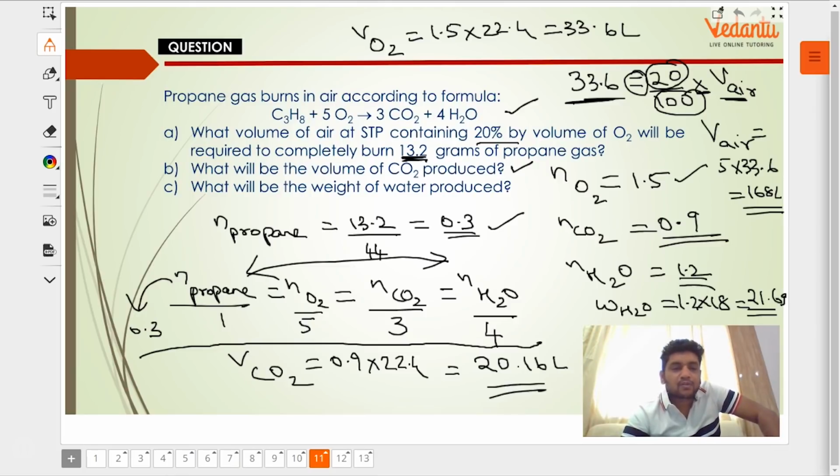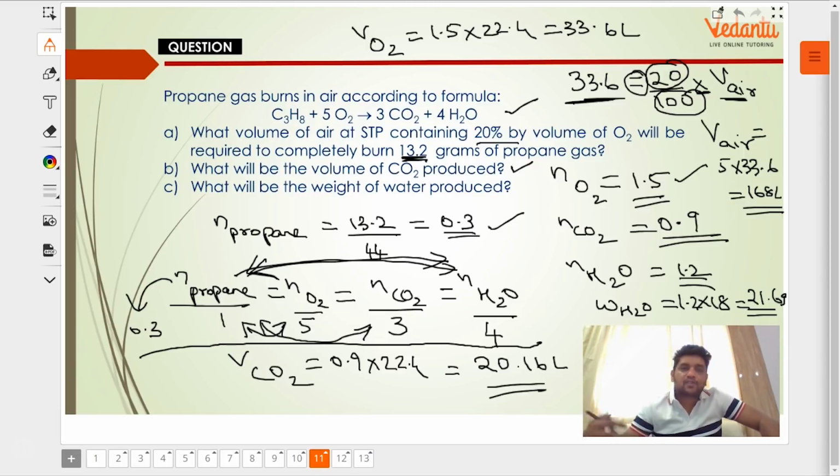तो I got number of moles of O2 by relating these two. तो उससे आया number of moles of O2 is equal to 5 into 0.3 by 1, which is equal to 1.5. Then we related these two, first and third. तो ये आया number of moles of propane 0.3 divided by 1 is number of moles of CO2 by 3. तो number of moles of CO2 आया 0.3 into 3, which is 0.9. Then we compared the first and the last one. So number of moles of propane divided by 1 is number of moles of H2O by 4. Number of moles of H2O आया 4 into 0.3, 1.2.